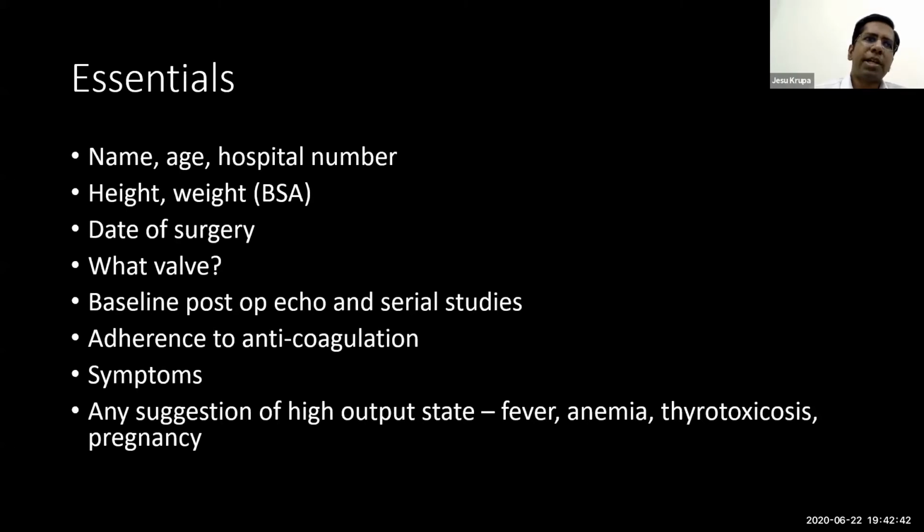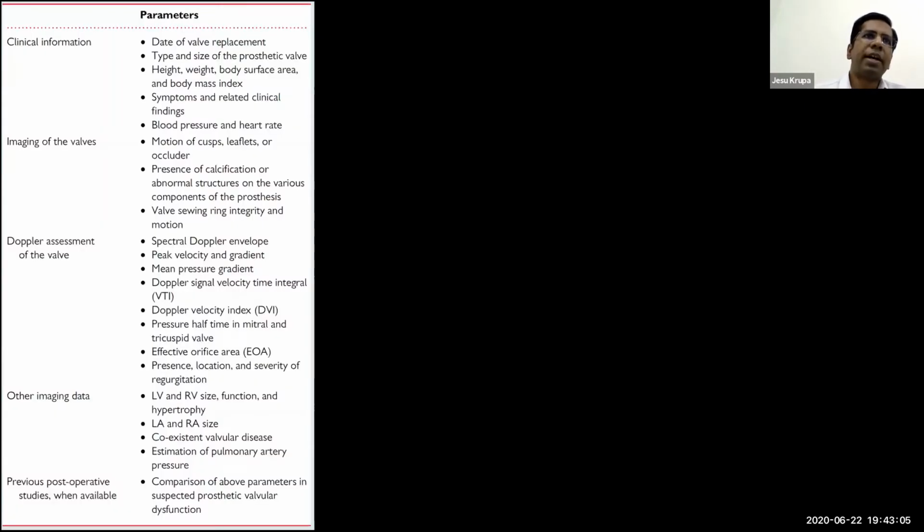And what are the symptoms of the patient? That is also extremely important. That helps us to compare between a symptomatic patient and a patient who is not symptomatic, and in the light of that, interpret our findings also. Also, we need to know about these high output states, because all these will have an impact on the gradients also. So this is from the 2017 guidelines, this table which I had shown last time also.